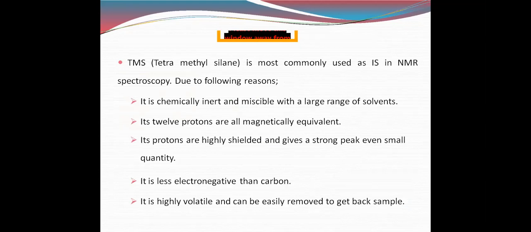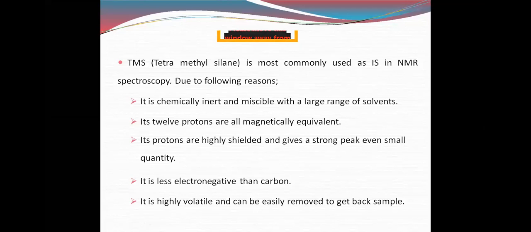So we have also discussed that TMS is chemically inert and it is used basically as an internal reference substance. Why? The reasons: it is chemically inert, miscible with a large number of solvents, and its 12 protons are magnetically equivalent. The protons are highly shielded, so they give a strong peak, and even a very small quantity gives a very good absorption peak.